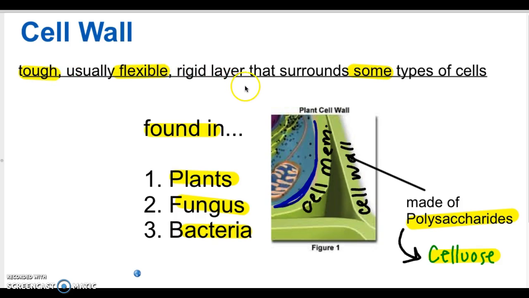The cell wall is a very tough, rigid, but a little bit flexible surrounding barrier on some cells, like plants, fungi, and bacteria. And so if you look in the picture here, the cell wall is going to be on the very outside of the cell, right up next to the cell membrane, but on the very outside. And it's made of a sugar called cellulose. It's a polysaccharide. It's a macromolecule. And so the cell wall helps protect the cell, and it's very rigid to keep its shape.